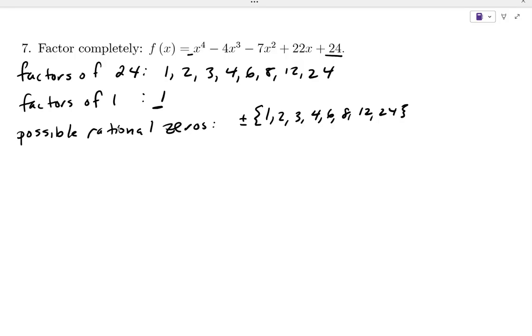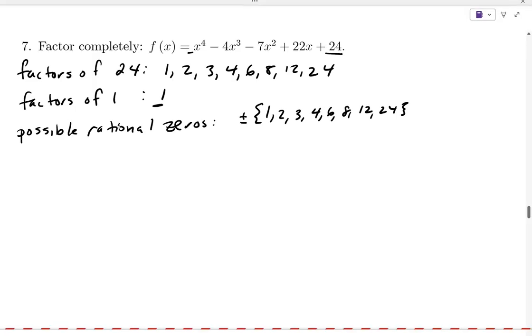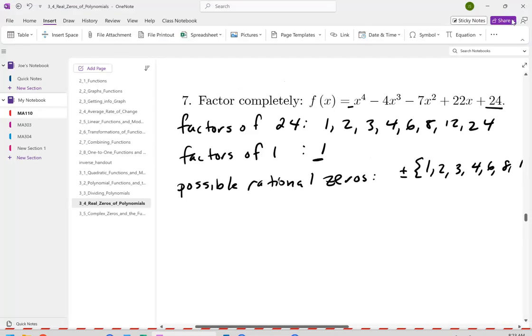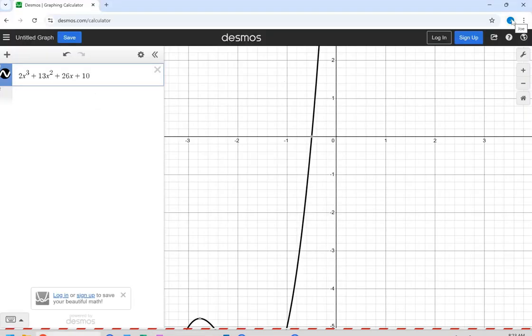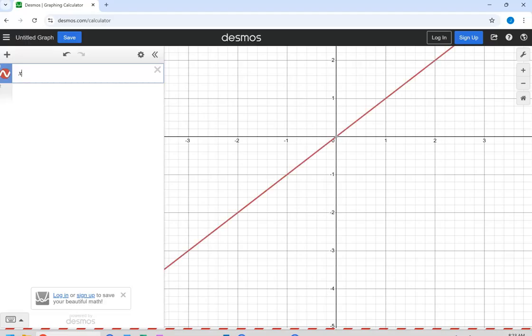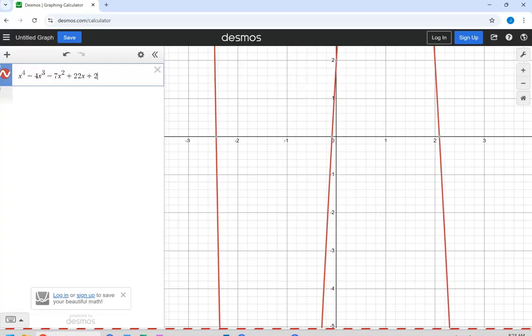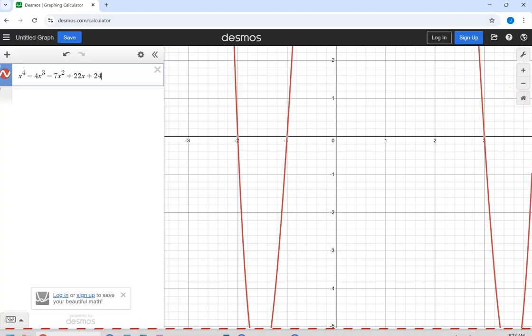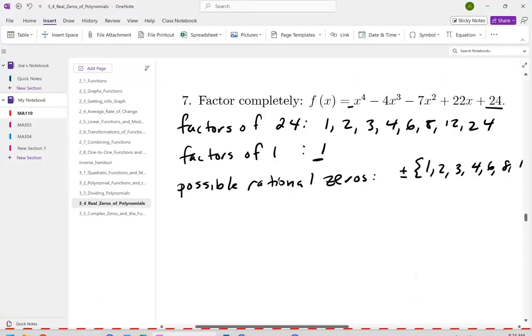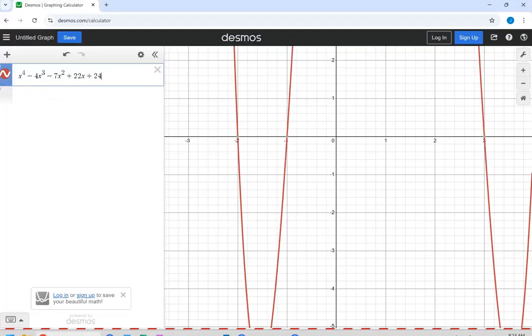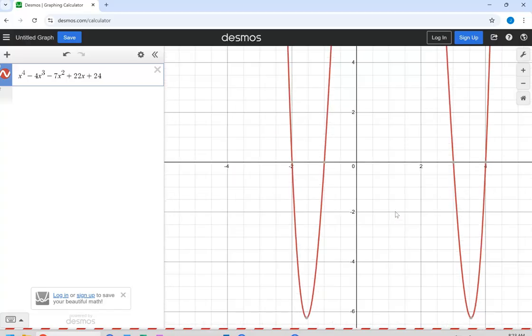Now again, we will get a graph to help us figure out which possible rational roots might actually work. So let me get over to Desmos again. See if I can remember those numbers. We have x to the 4th minus 4x cubed minus 7x squared plus 22x plus 24, I think. Let me just double check, make sure I remember the numbers correctly. 1, -4, -7, 22, and 24. Good. Okay, so we've got lots of choices on this one.